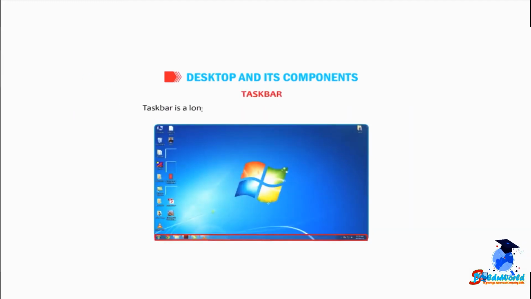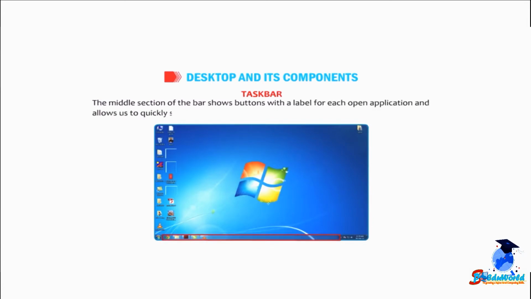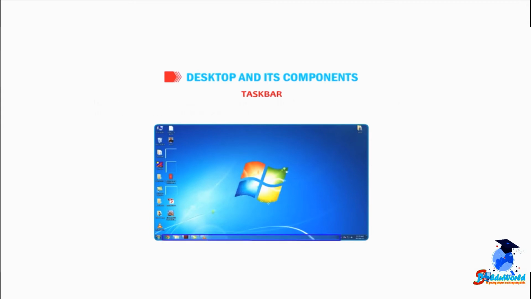Taskbar. Taskbar is a long horizontal bar at the bottom of the desktop. It has the Start button on the extreme left side. The middle section of the bar shows buttons with a label for each open application and allows us to quickly switch between them. We can activate the application window by clicking on its taskbar button.